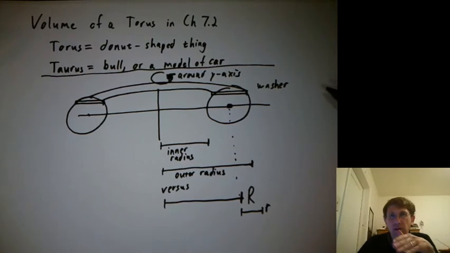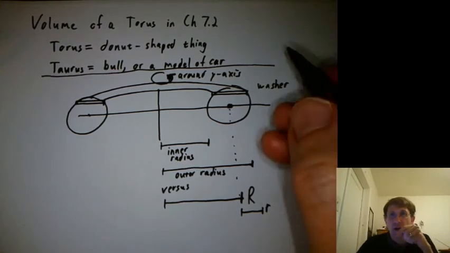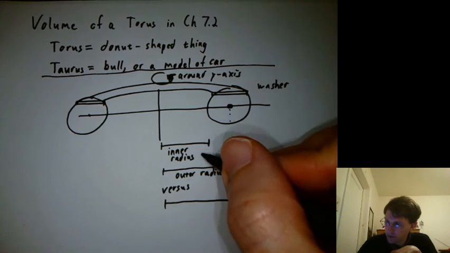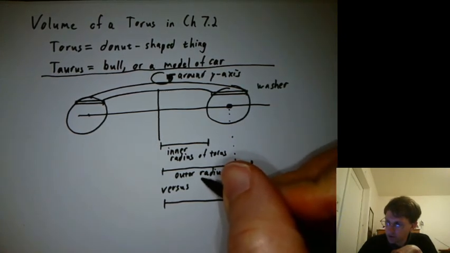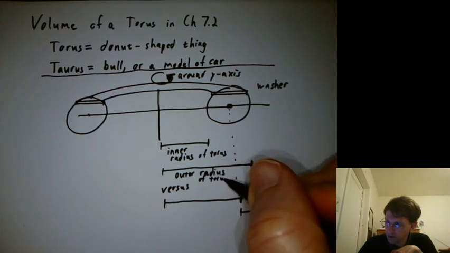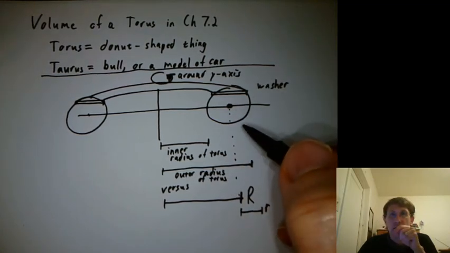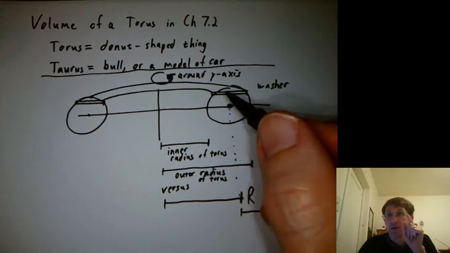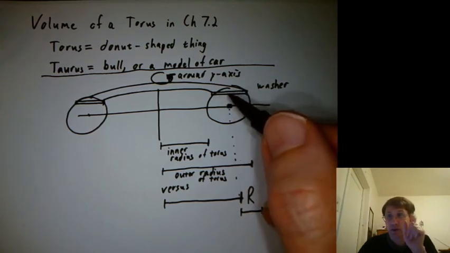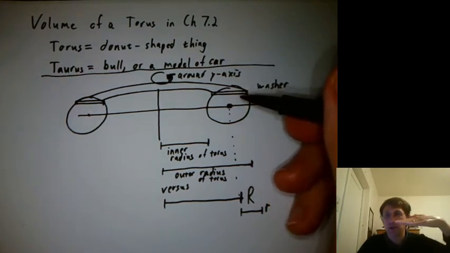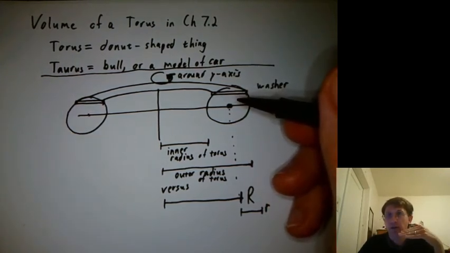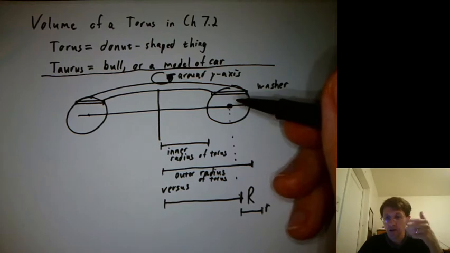So then the next question to set up our integral is, so this is the inner radius of the torus and the outer radius of the torus. But now we're going to start thinking about the inner radius of the washer and the outer radius of the washer, right? That's what our formula has. So we're going to have all these slices at different y values, and we need to answer the question, at any particular y value, what is the inner radius and outer radius of the washer?